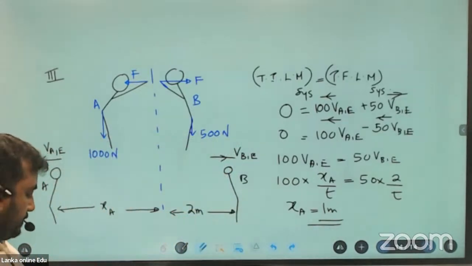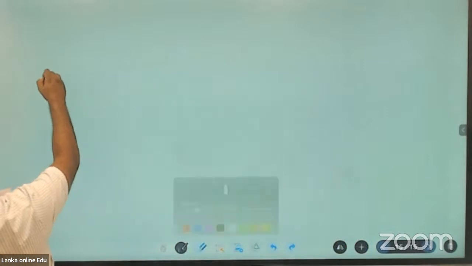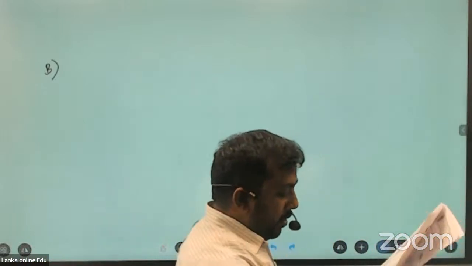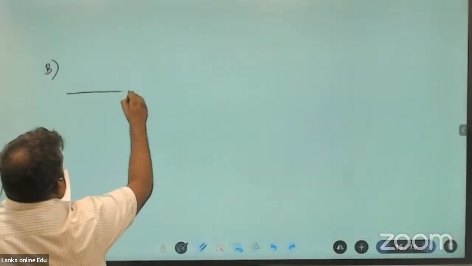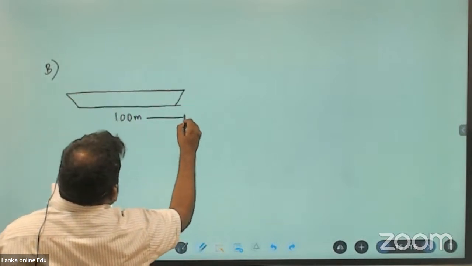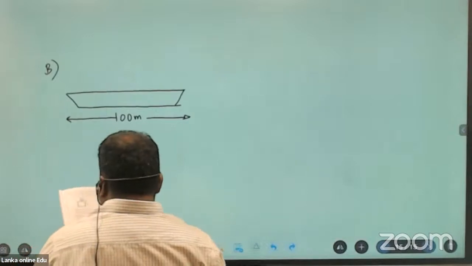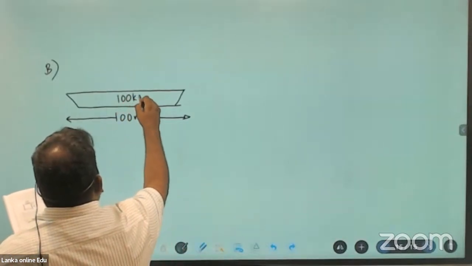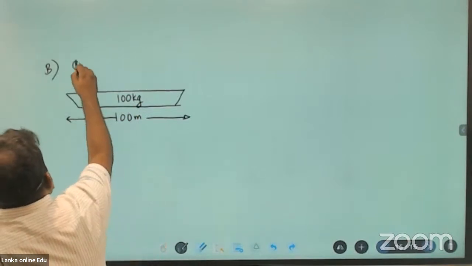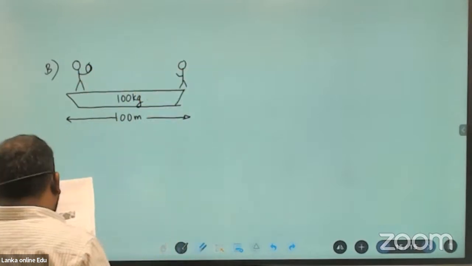Part B. Okay. Part B. Two children are standing at two ends of a 100-meter long boat. Boat length is given, 100 meters. What else? Mass of the boat with the children on it is 100 kg. There's a child here with a ball. There's a child here, empty, waiting to catch.